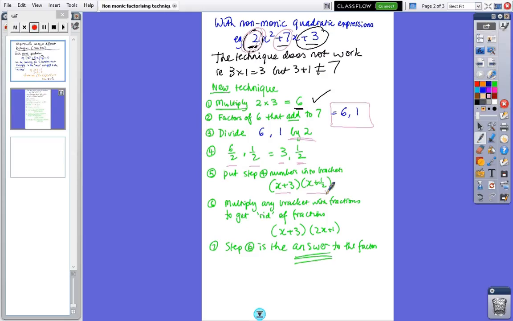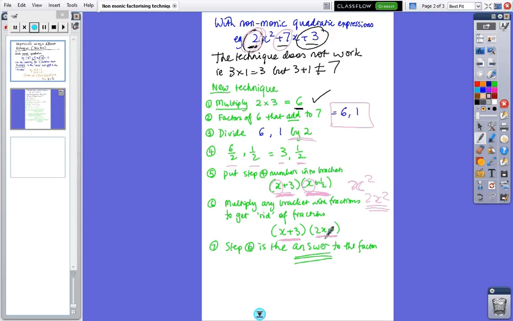Now, if you multiply x by x, you get x squared. But the question had a 2x squared, so we've got to get back to 2x squared again. So what we do is any bracket that has a fraction, we just multiply through to get rid of the fraction. So if we double a half, we get a 1, so that means we just have to double that bracket. So this bracket here has whole numbers, so it doesn't change. And this bracket here we just double, and double x is 2x, and double a half is 1. And that's your factors, that's your answers.